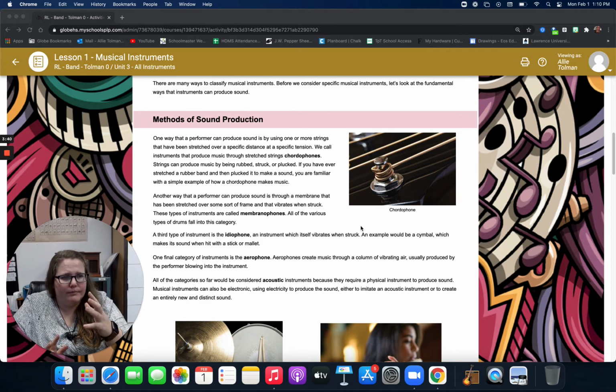This is like a cymbal. So the instrument itself is what's making the noise. It's not you pushing different keys. It's the metal itself being struck.